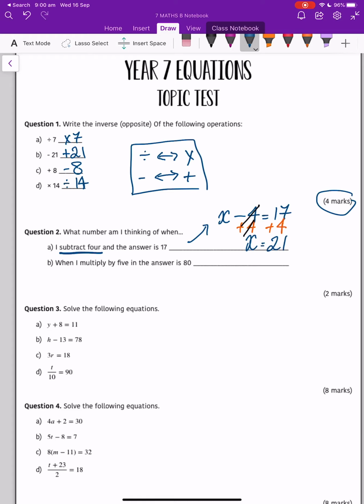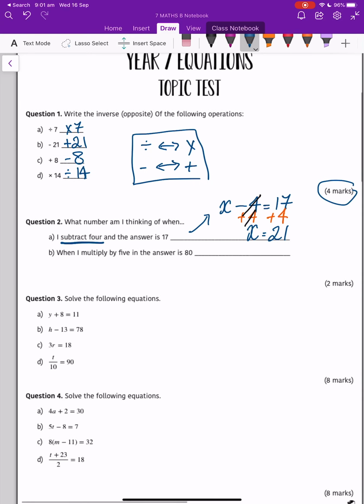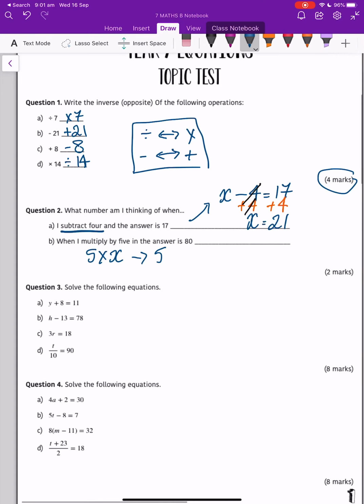For this second one, when I multiply it by 5, the answer is 80. So what we could do, we'll call x our unknown number, and I'm just going to do my writing down here. 5 times x. Now, with algebra, remember, 5 times x is better written as 5x. Okay, so 5x, the answer is 80, equals 80. Now, we want to get this x by itself to find out what it is, so we're going to divide both sides by 5, okay, because it's currently being multiplied by 5.